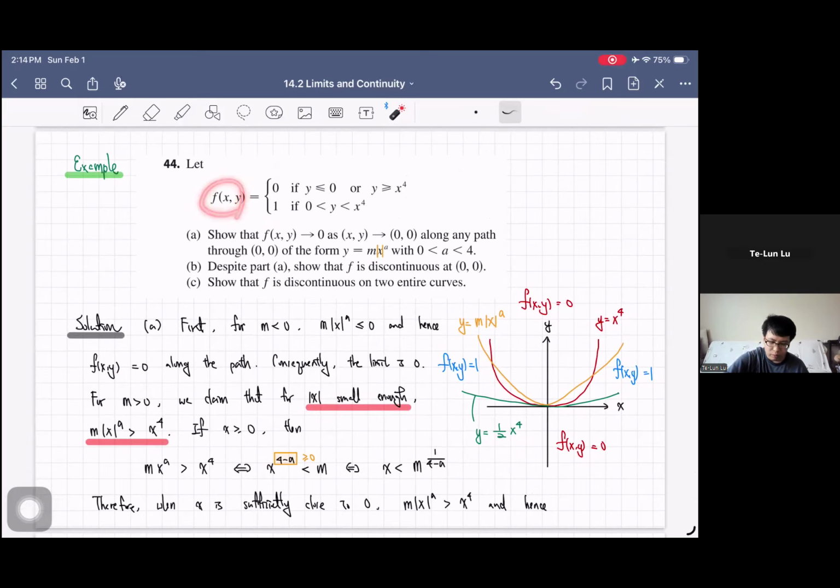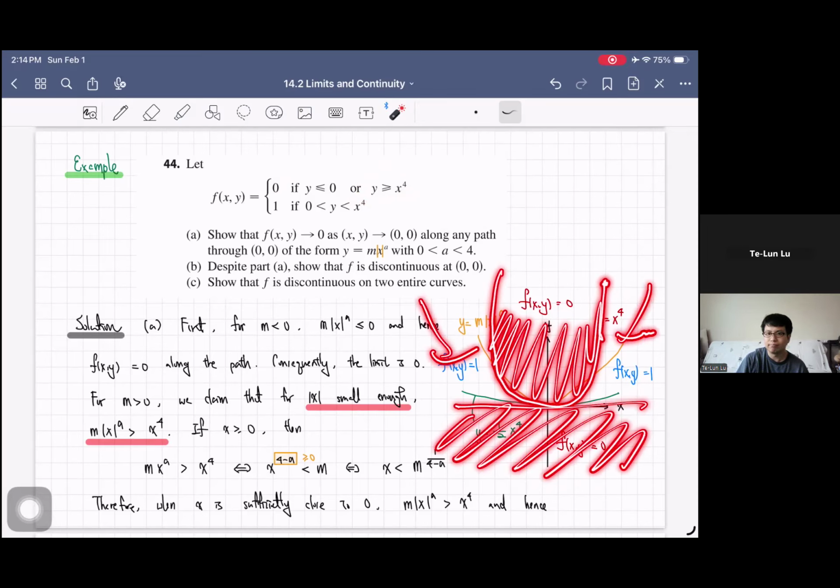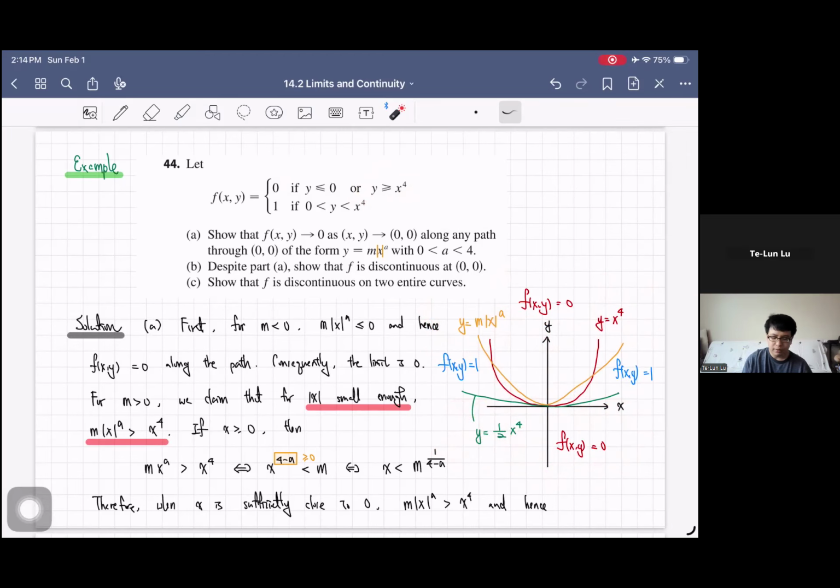F is defined to be 0 whenever y is less than or equal to 0, so below the x-axis, or y is larger than or equal to x to the fourth. So in my drawing, this red line is y equals x to the fourth. So everywhere above this red line, and also including this red line, you have the value 0 of f. And other than these two domains, the value here and here, f of x, y, is 1. Okay? So now the first problem asks you to show that f approaches 0 whenever (x, y) goes to the origin along any path to the point (0, 0) of a particular version, y equals mx.